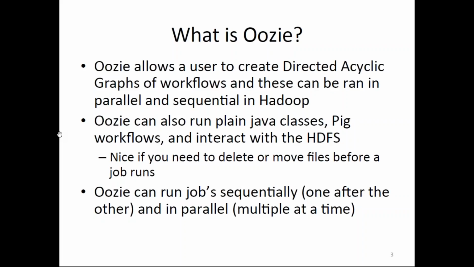Oozie can run jobs sequentially or in parallel. Sequentially means one after the other: after A, B happens, after B, C happens, and after C, D happens. This is the sequential steps. In the parallel case, you want to run a couple of scripts in parallel, and then the output of all the scripts comes and joins at a different place. We'll understand something called fork and join in the coming slides, which will help us do this parallel operation.